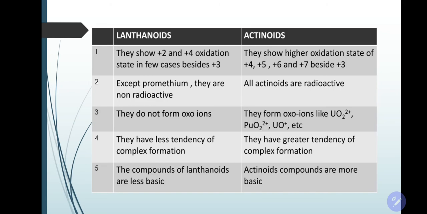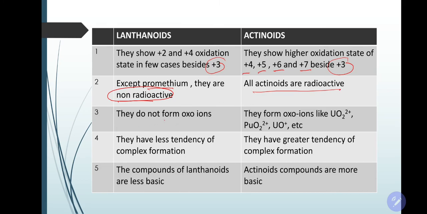Now what is the difference between lanthanides and actinides? Lanthanides show +2, +4 oxidation states and most commonly +3. Actinides will show +3 oxidation state, and besides this they will show +4, +5, +6 and +7, okay. Lanthanides except promethium are non-radioactive, okay, but all actinides are radioactive.